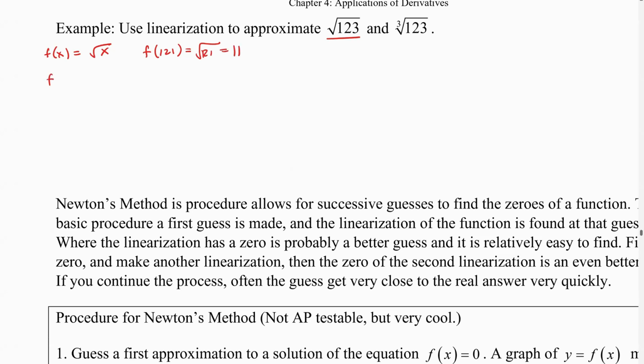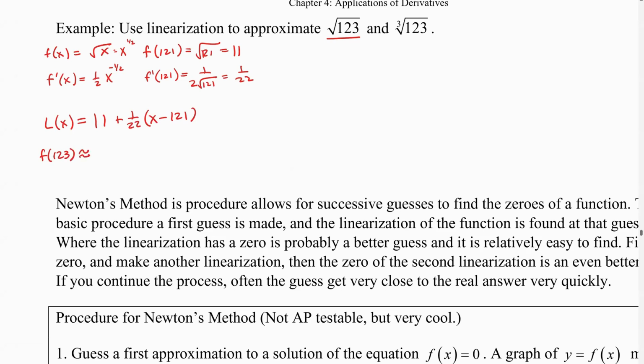Also, I'll need to take the derivative of that. Maybe it'd be good if I think of this as x to the 1/2. So the derivative of this is bring the power down and reduce the power by 1. So f prime of 121 is going to be 1 over 2 square root of 121. That ends up being 1/22. So what's my linearization? 11 plus 1/22 times x minus 121. So f of 123 is approximately the linearization at 123, which is 11 plus 1/22 times 123 minus 121. That ends up being 11 plus 2/22, or 11 plus 1/11.